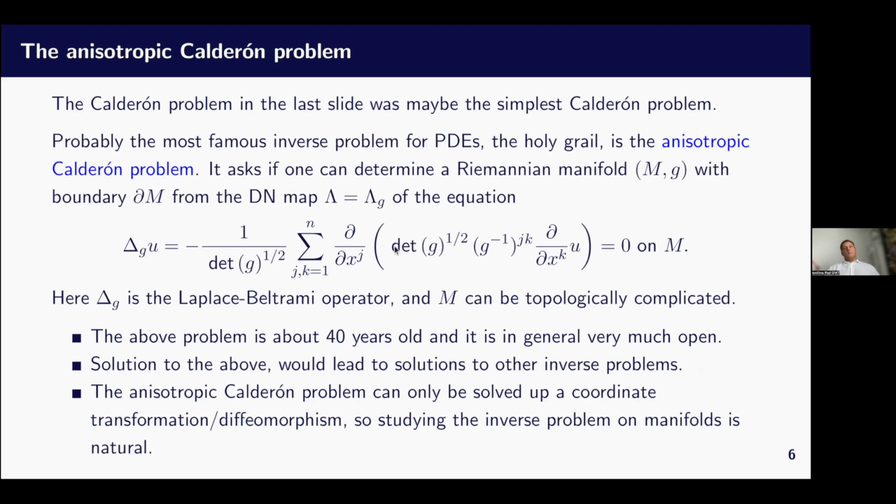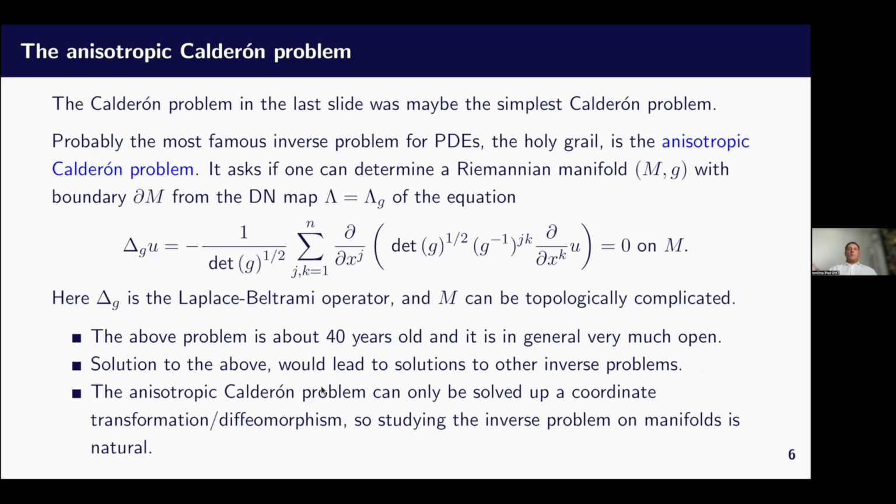This problem is about 40 years old, and it's generally very much open. This is slightly my own opinion, but I think it is well agreed in the community that it's still quite open. A solution to the anisotropic Calderon problem, and this is the reason why it's called the Holy Grail, would lead to solutions to many other inverse problems as well. If you can solve this anisotropic Calderon problem, you can solve a lot of other related problems.